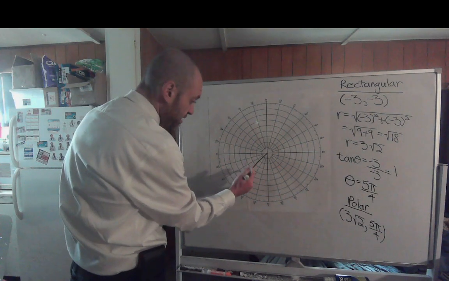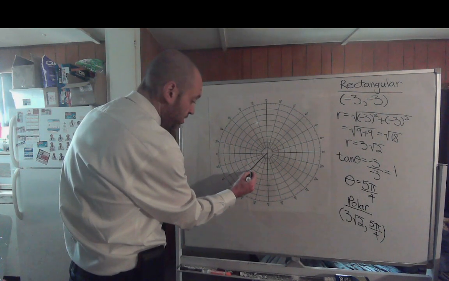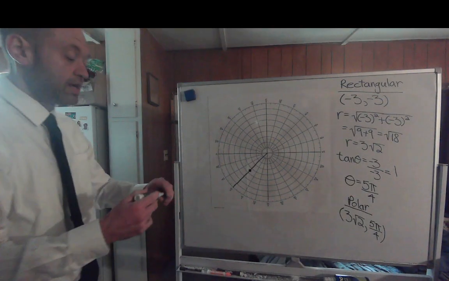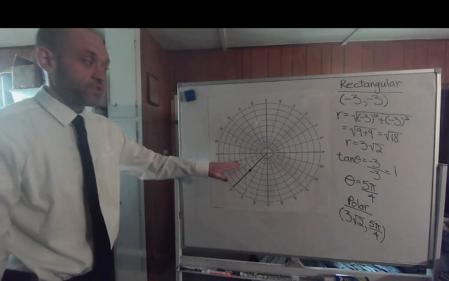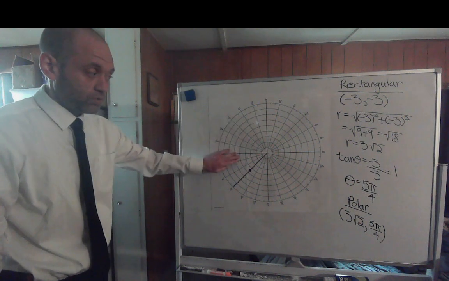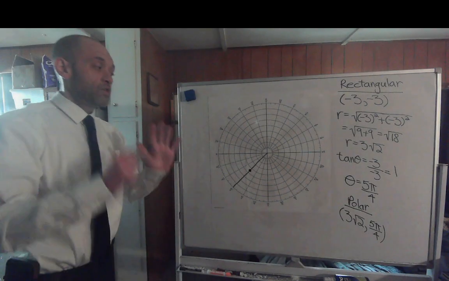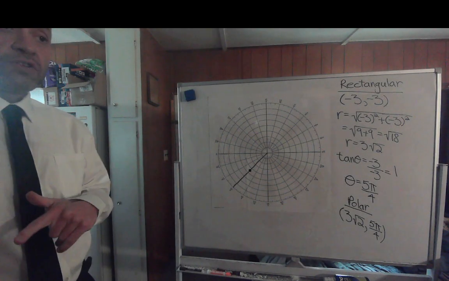Well, that's going to be a bit greater than 3 along this axis. So here is roughly the point 3 square root of 2, 5π/4. And you notice that puts us in the third quadrant, even in the polar system. Alright, so we've converted from rectangular to polar.